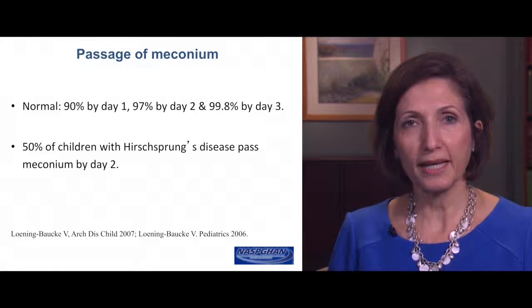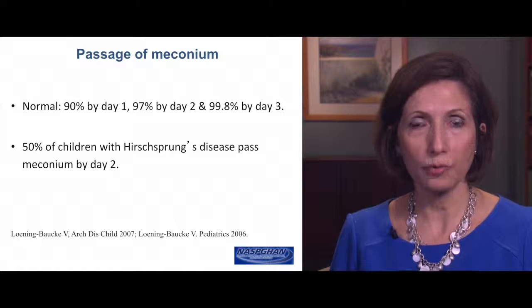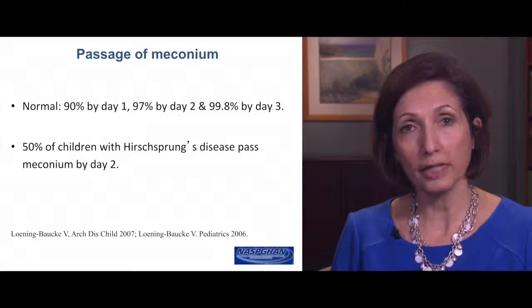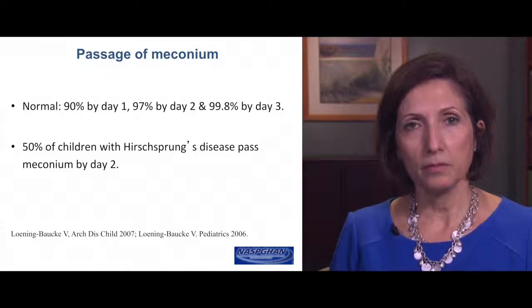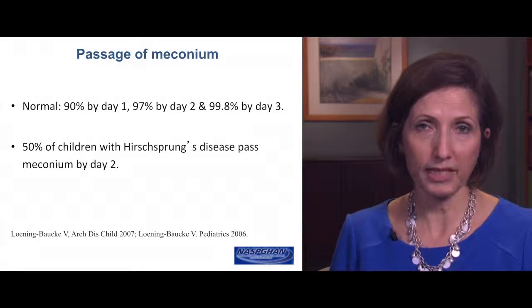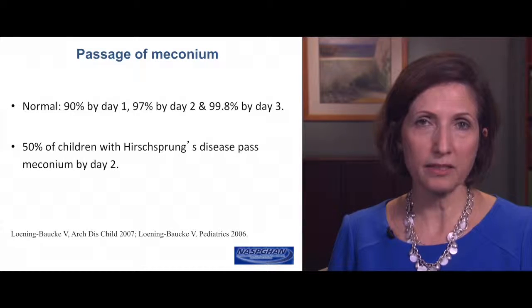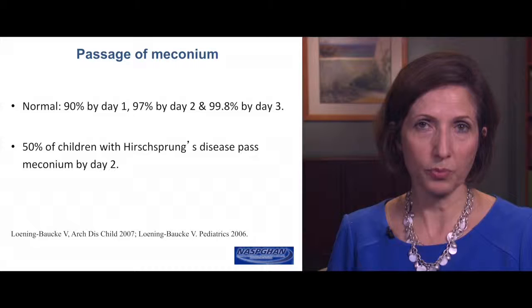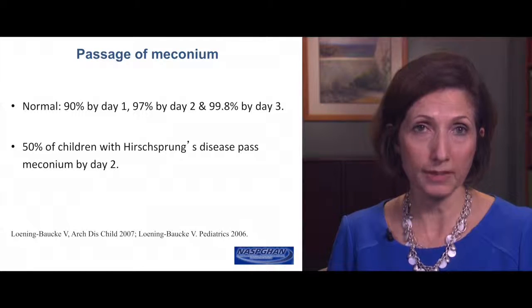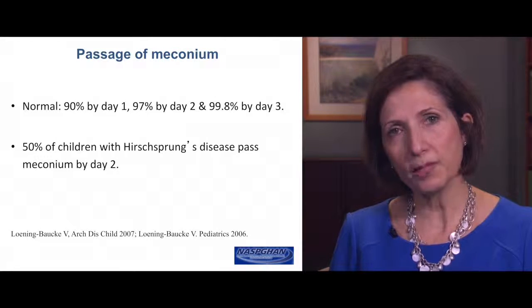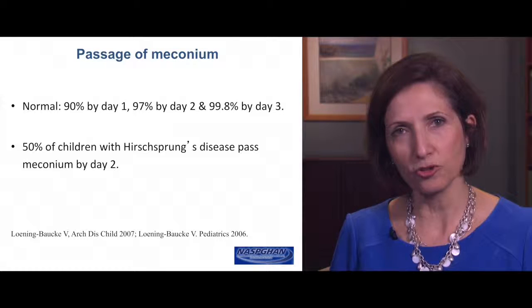In the history, the first question is the passage of meconium. Normally, patients should pass meconium the first day in up to 90% of patients, the second day in 97% of kids, and by the third day in 99.8% of kids. 50% of children with Hirschsprung disease will pass it on the second day. So we have to keep these criteria in mind when we ask about the passage of meconium.